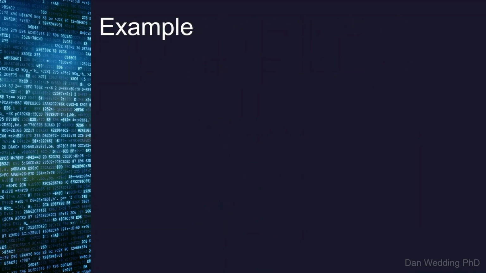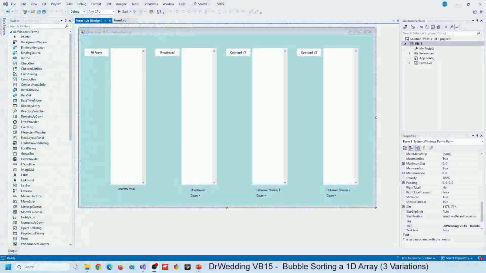The easiest way to demonstrate this is through an example. I have opened up a new project named VB15. I have also generated a form. This form has 4 buttons, 4 text boxes, and 4 labels. The first button, Fill Array, will generate 25 random numbers and store them into 3 different arrays that are all exactly the same. It will then print the unsorted array to the first text box.